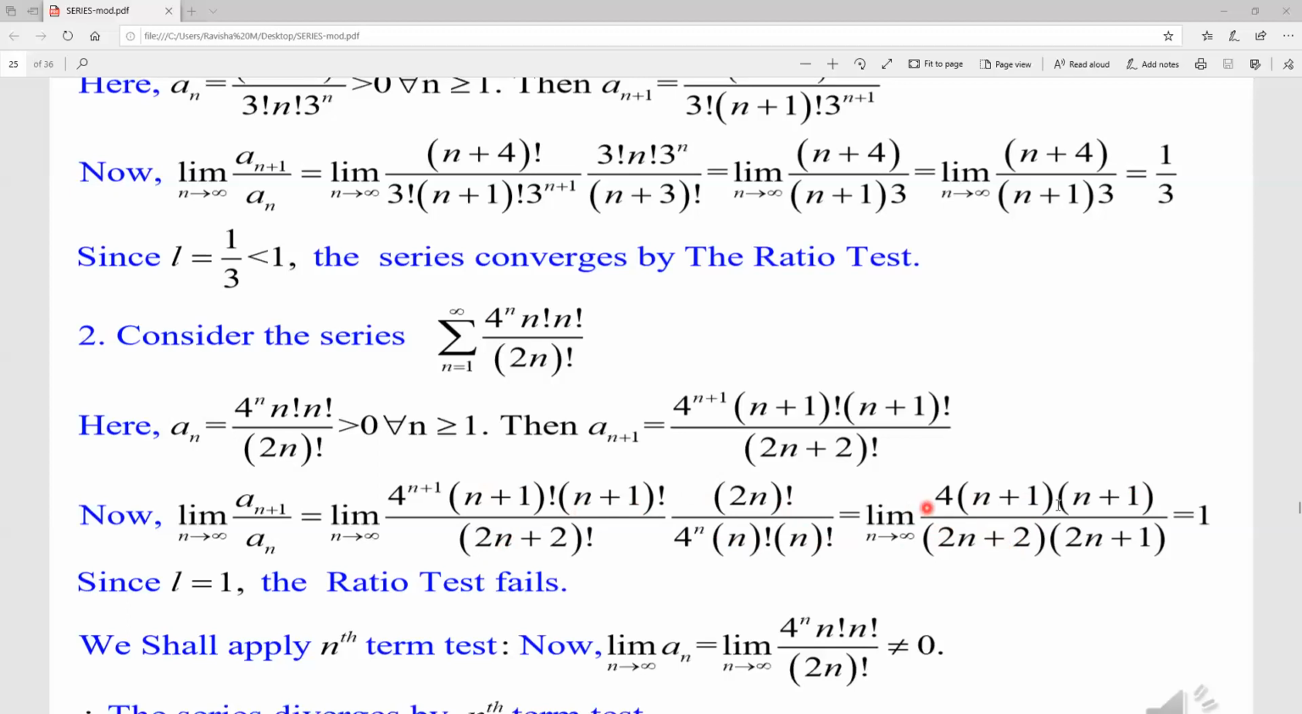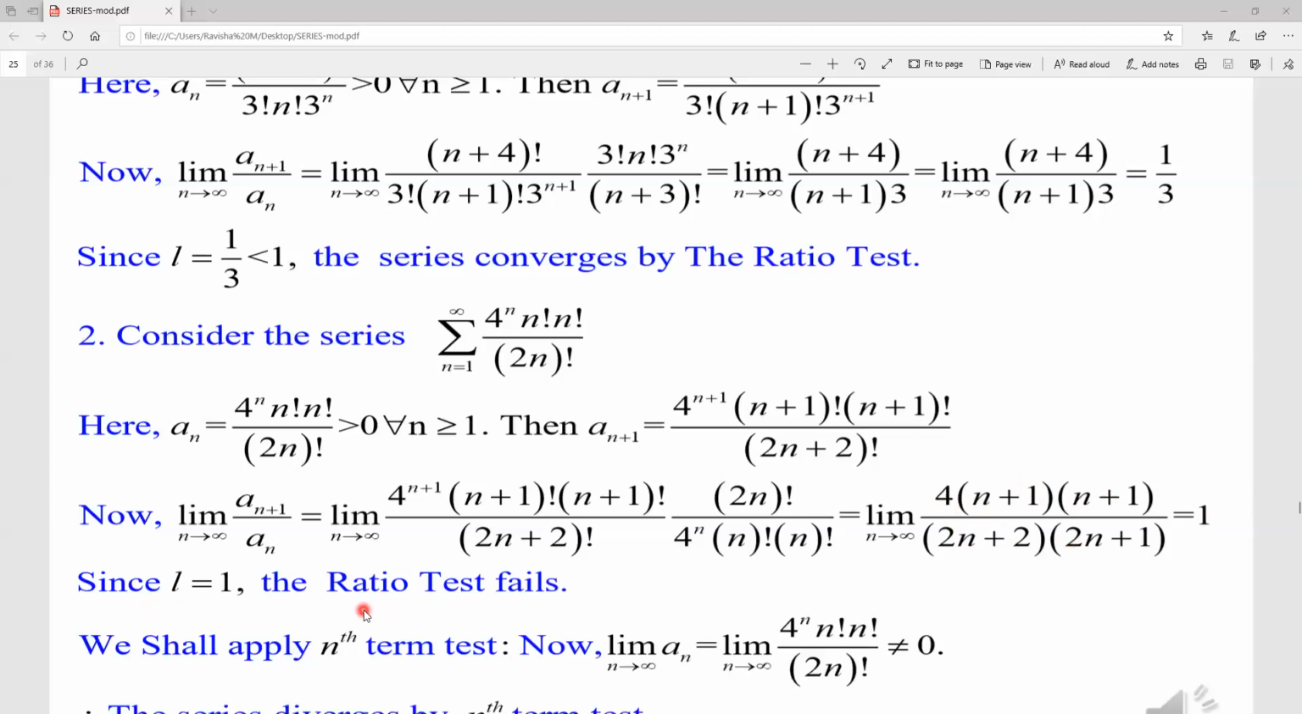You take n outside; here is n outside, so n square, and here n taken outside, n square gets cancelled. 4 into (1 plus 1 by n), that is 0, so 4 we have here. Here also 1 we have. I think we'll get 1. So L is equal to 1, the ratio test fails. If L is 1, the limit point is 1, the ratio test fails.